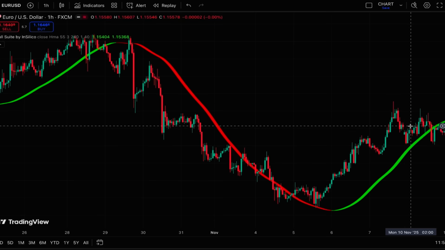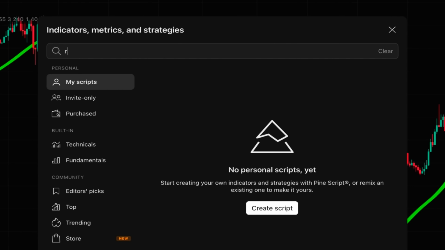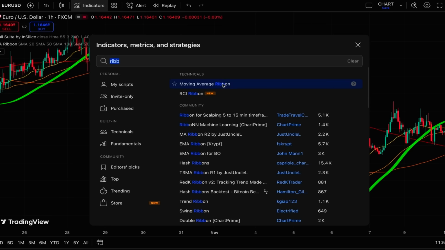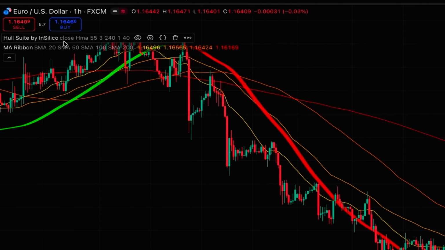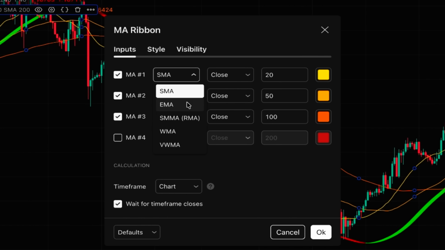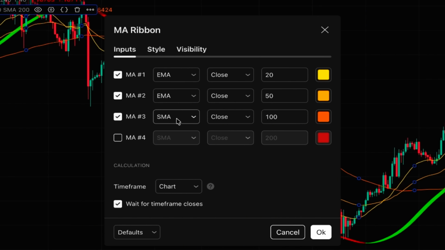Alright, now we need to add the Exponential Moving Average. So here again, we click on Indicators and we search Ribbon. We add this one, Moving Average Ribbon, which is a built-in indicator on TradingView platform. When you add this indicator to your chart, we need to change its settings. So here we go to the settings of the ribbon and we remove one of them because we only need 3 moving averages here. 2 of them should be exponential moving averages. So here we set EMA for them. And the third moving average should be a simple moving average. So here it should be set at SMA.